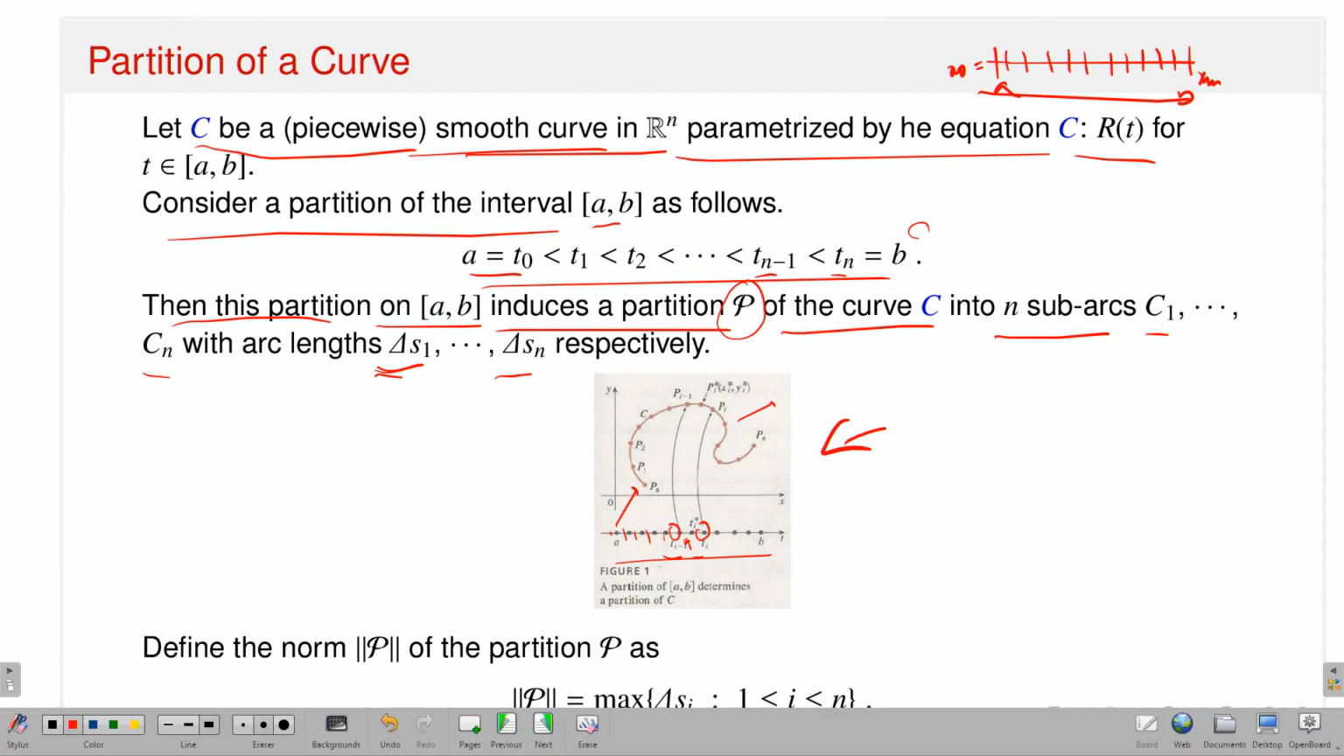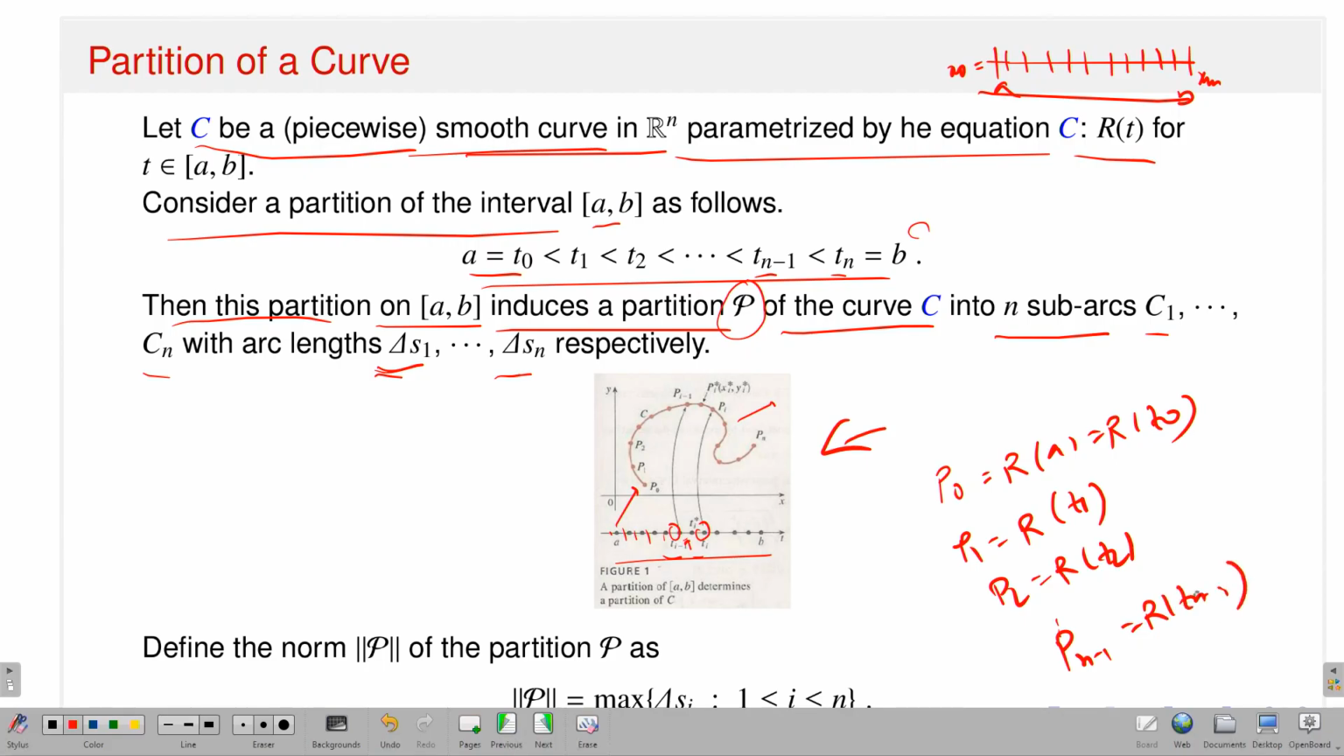So, if I have the parameterization, what is my p naught? P naught is nothing but R of a, which is R of t naught. What is p1? p1 is R of t1. What is p2? R of t2, and go on like that. What is p n minus 1? This is R of t n minus 1, and p n is R of t n, which is R of b. Therefore, if I have finitely many subpoints in my closed interval a to b, I will have finitely many points in my curve.